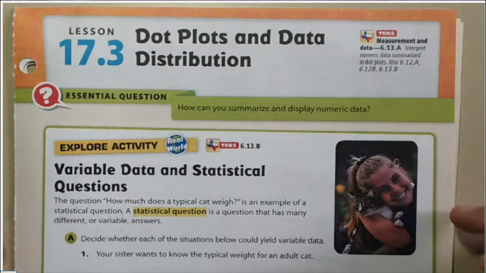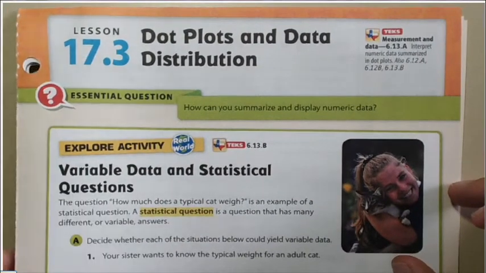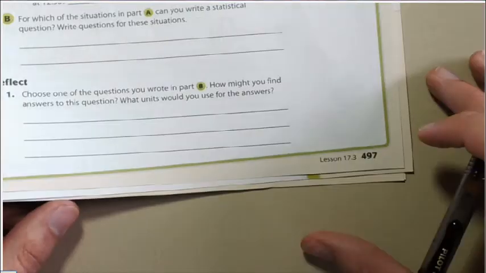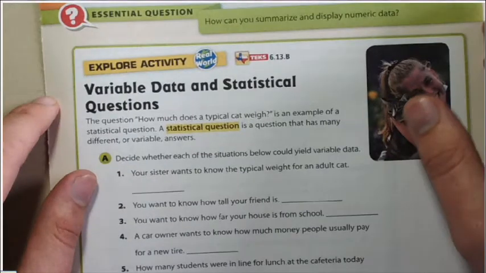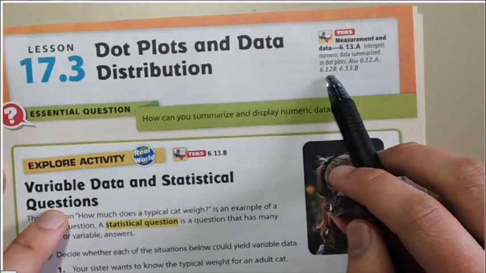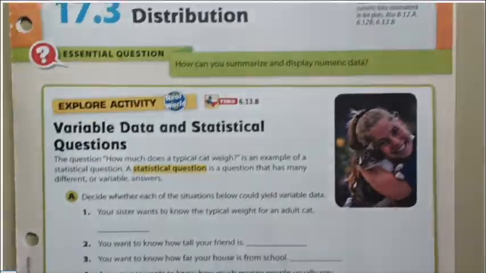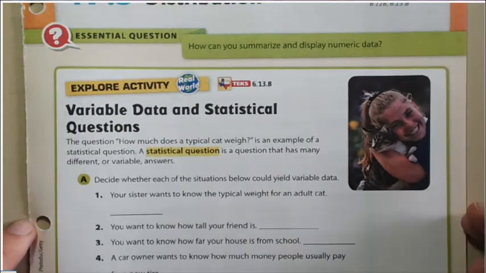Alright, good morning everybody. This is lesson 17.3, dot plots and data distribution. It should be page 497 in your math book. And the TEK for this is interpret numeric data summarized in dot plots. And our central question today is, how can you summarize and display numeric data?